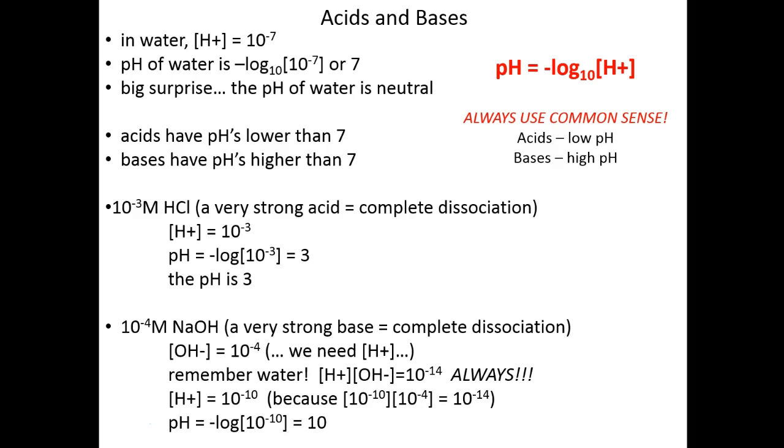So always apply this common sense rule, this common sense method. Acids will have pHs lower than 7. Bases will have pHs higher than 7. If you're manipulating the numbers and you don't get that trend, play with those numbers some more, because something is probably going wrong in either your math or in your thinking.